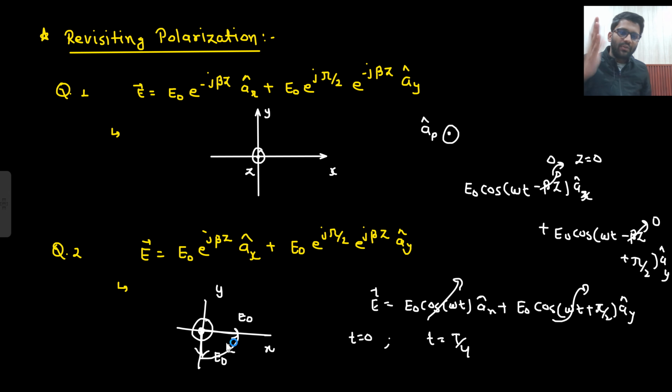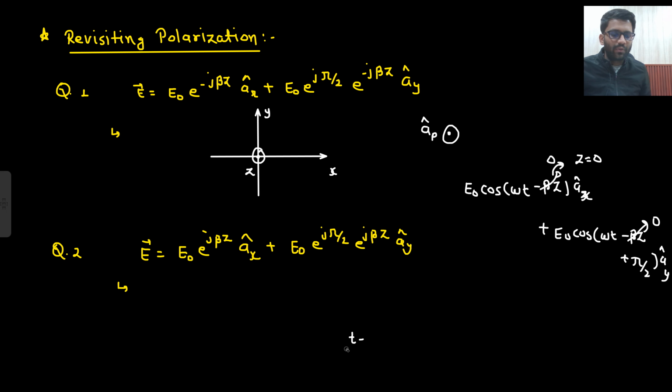So my fingers should rotate in the direction of the circle and my thumb should be pointing towards the direction of propagation. So this is left hand circularly polarized. This is how we used to do it, but now I am telling you a trick for how quickly you can do it.